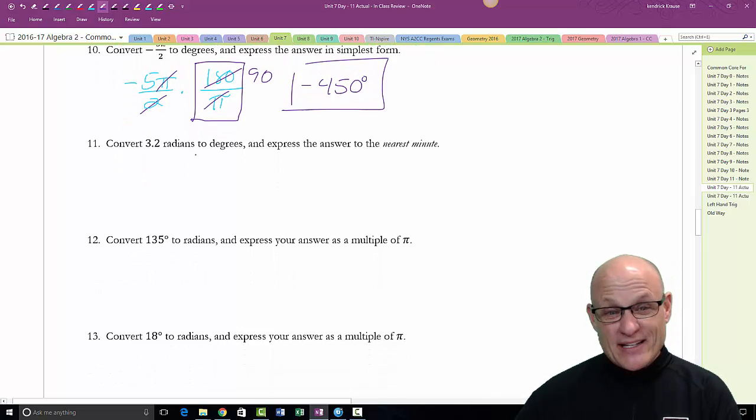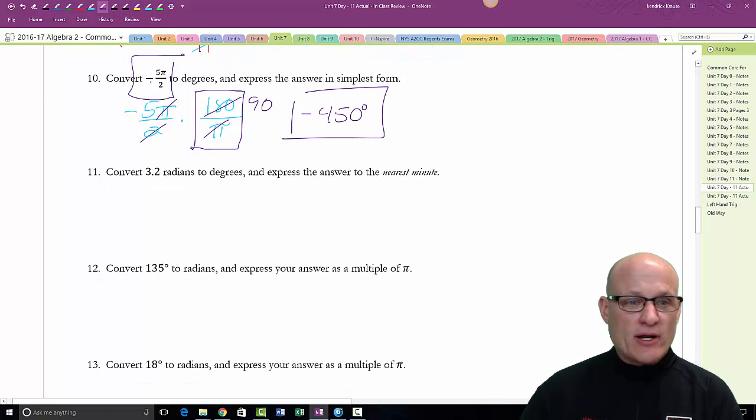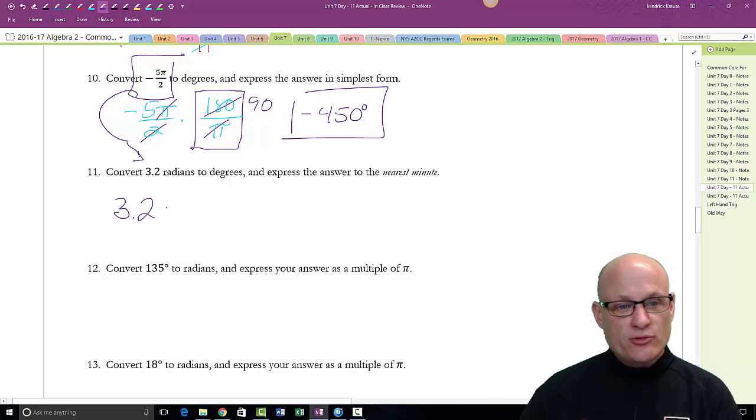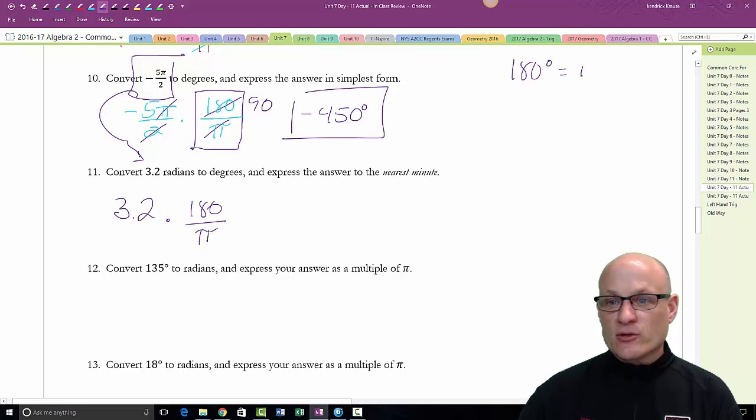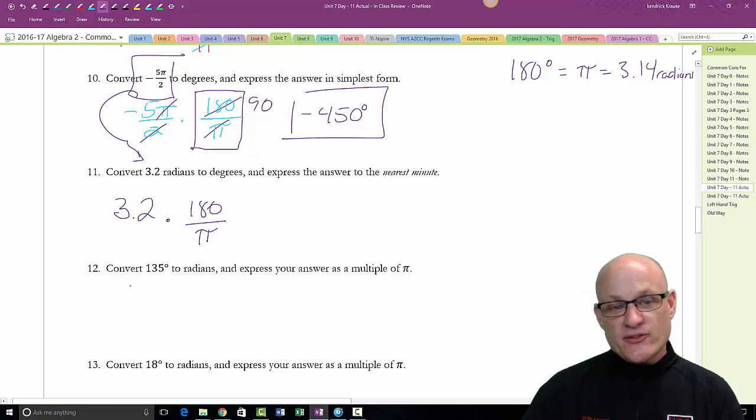If I convert from radians, we're still doing that same thing, but notice how I'm representing radians here. I'm going to convert 3.2 radians to degrees. So I'm going to multiply by 180 over pi. Now, if you remember correctly, 180 degrees is equal to pi, which is equal to 3.14 radians. Correct? This is 3.2. So whatever my answer is, it better be bigger than 180 degrees. Probably somewhere around 190 degrees would be my guess.